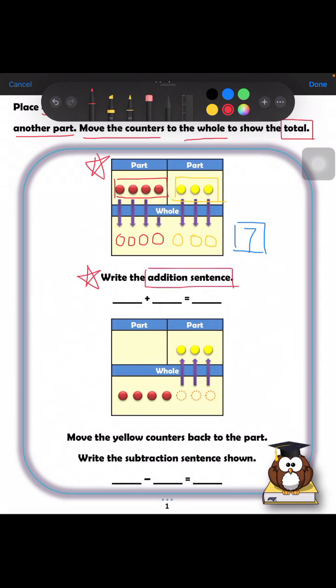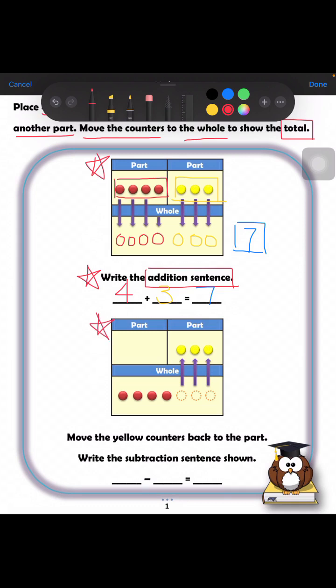So there are 4 red counters, so write down 4 here. And there are 3 yellow counters, so write down 3. 4 plus 3 equals 7. Now take a look at the next pot-hole table.